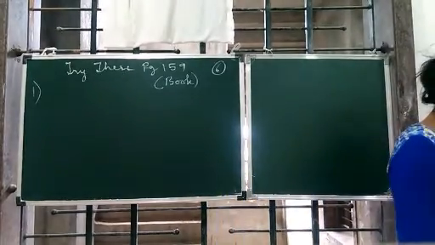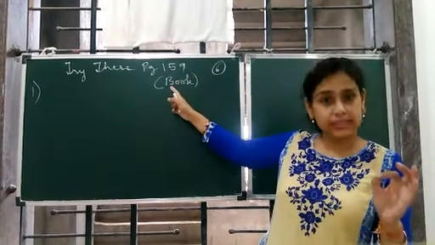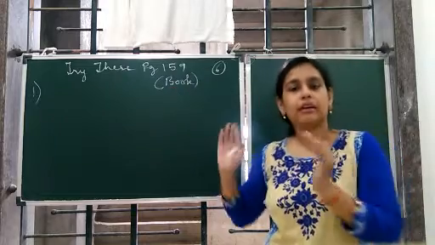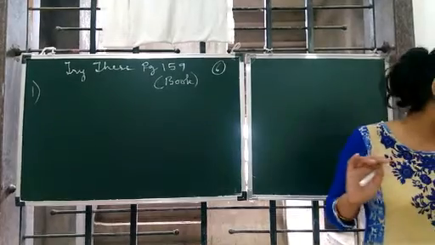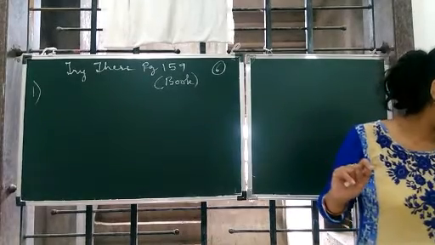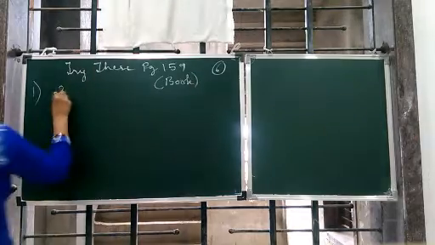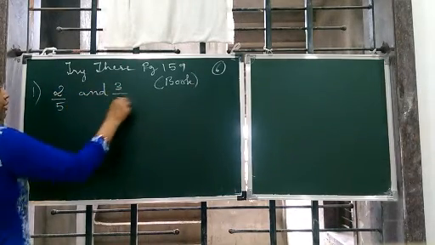The question is the Try These, which we are starting on page 159. We are going to do it in the book. No need to do it in the copy. There is a little place at the side. Please see that you can complete it over there only. So it is: add 2 by 5 and 3 by 7.